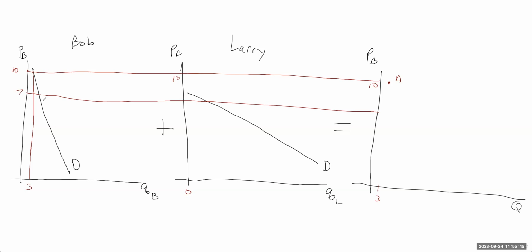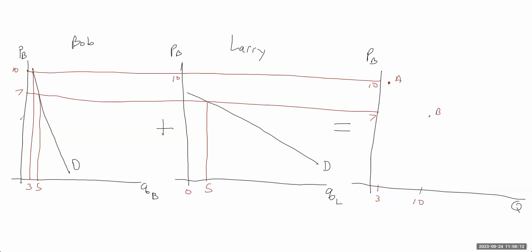At $7 a can, Bob wants about 5 beers. Larry wants about 5 beers too. So at $7 a can, Larry is buying beers now, not only Bob. We have about 5 from Bob and 5 from Larry. That's 10. So we have point B.